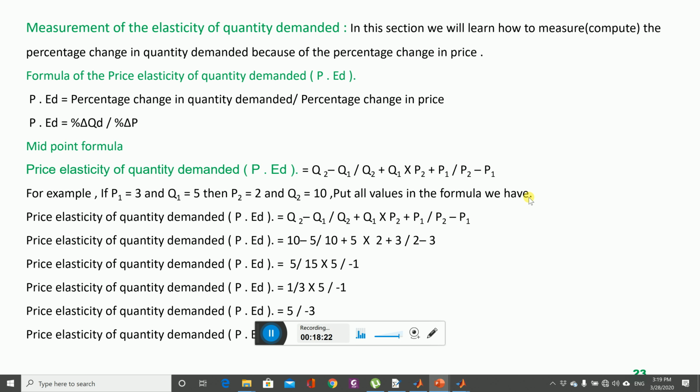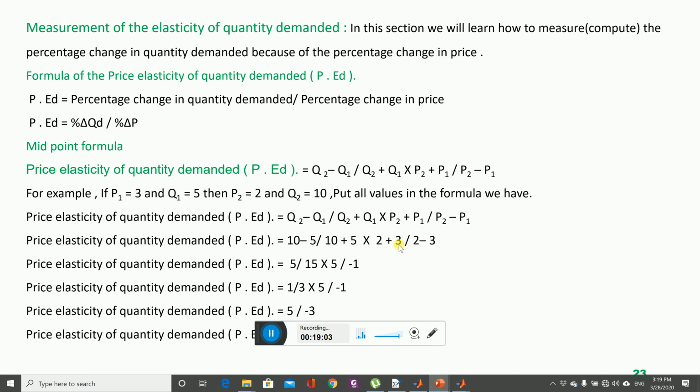Put all these values in the midpoint formula, with which we will compute the elasticity of demand. PED is equal to (Q2 minus Q1) divided by (Q2 plus Q1), multiplied by (P2 plus P1) divided by (P2 minus P1). Now I am just putting in the values. It is equal to the second quantity, 10, minus the first quantity demanded, 5, divided by 10 plus 5, multiplied by the first price plus the second price, 2, where the price decreased.